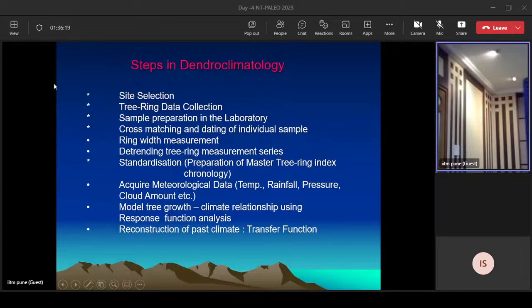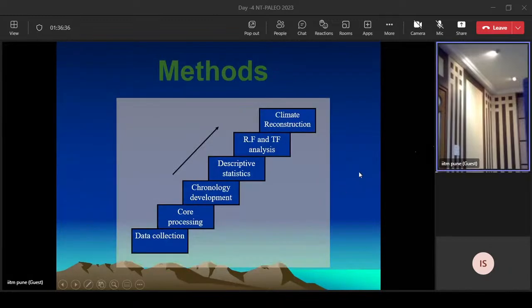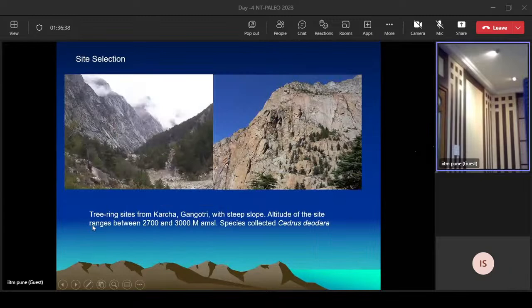The site should be very sensitive and natural. This should be in a natural environment. They should not have a permanent water source. This is the Himalayan side from Karcha Gangotri.